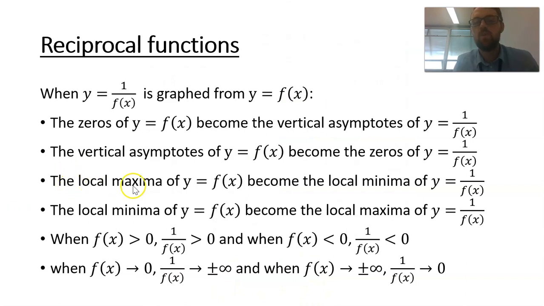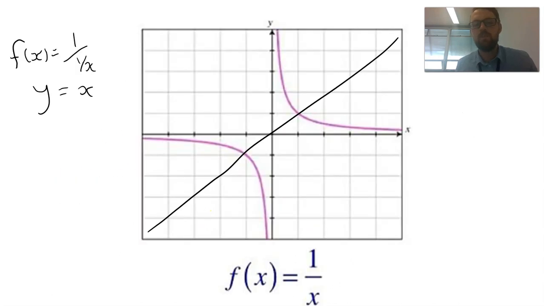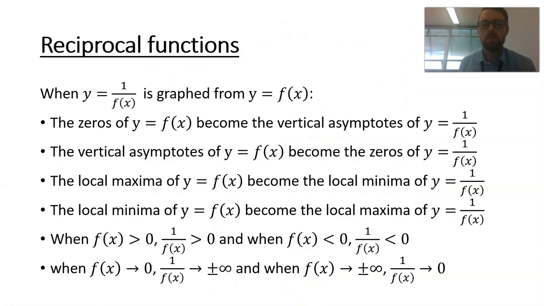The next 2 rules: the local maxima of y equals f of x become the minima. You just switch those 2 around, the maximum becomes the minimum, and the local minimum becomes the maximum. From our graphs, both of ours go on to infinity in all directions, so we didn't have a maximum or a minimum. But if we had a maximum at, I don't know, y equals 2, that came up there, we know the minimum would have to be y equals 2 for the reciprocal function. All right, so last two rules here.